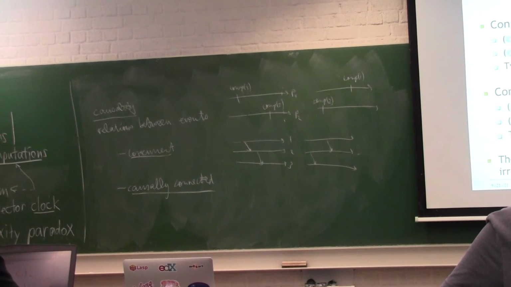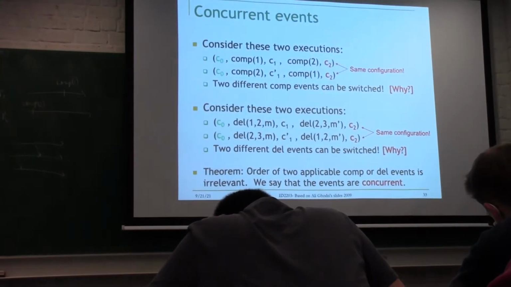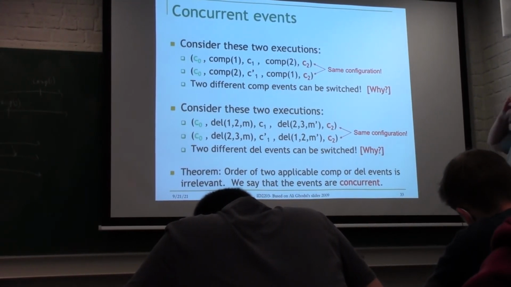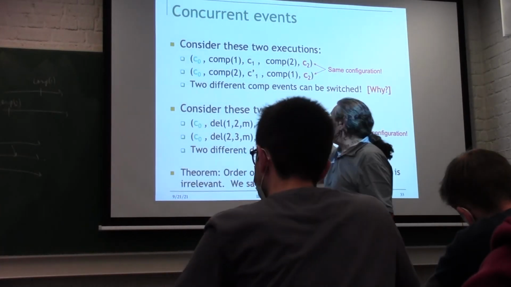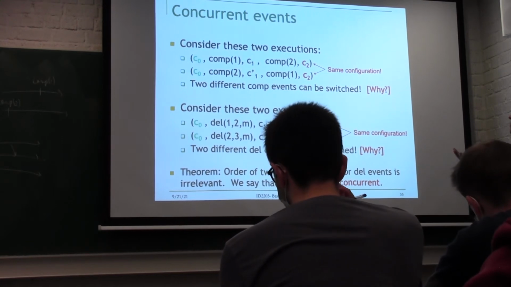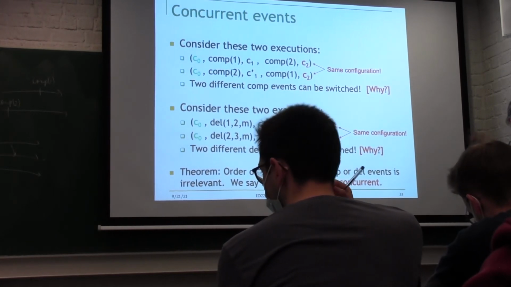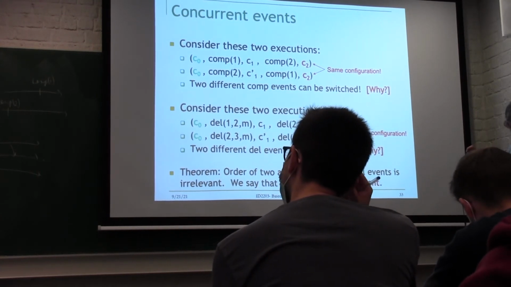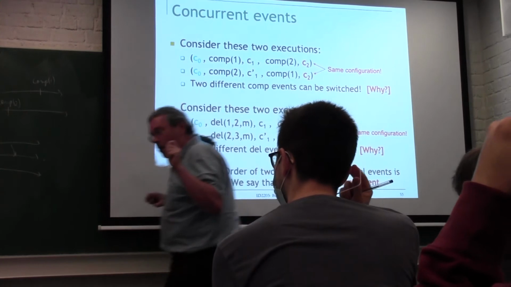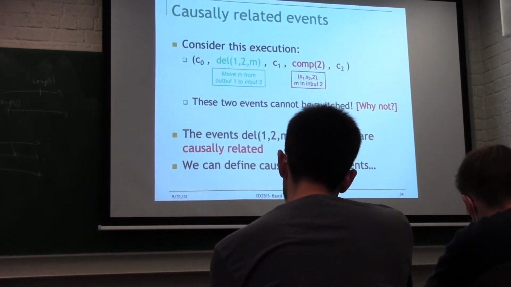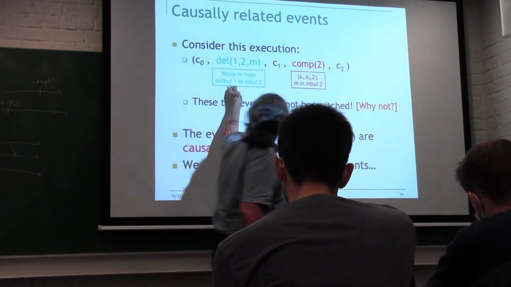So the order of two applicable comp or del events is irrelevant in an execution. We say that the events are concurrent. So these two events are concurrent, and these two events are concurrent. Concurrent basically means they're independent. We don't care about the order. There's no connection between them. Okay, now I want to show you a case where there is a connection. So here's a case where there is a connection. I have a del and a comp.